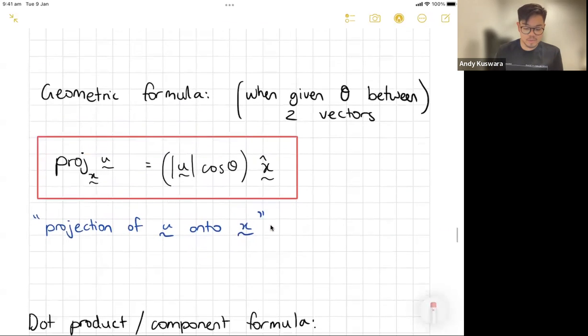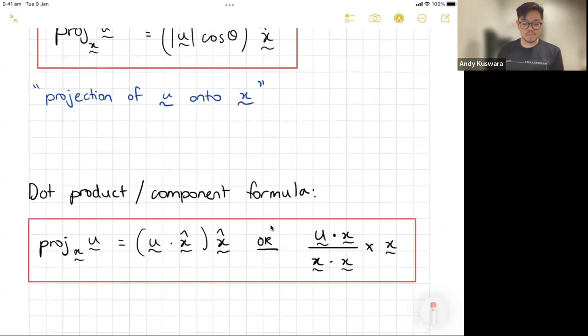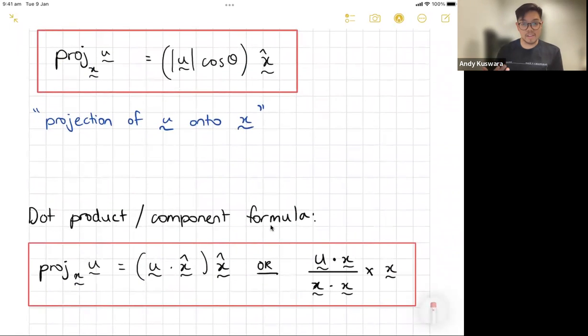I'm going to give you the other formula as well. This is where we use the dot product instead, if we're given the values for those two vectors. It'll be very similar. We'll have u dot the unit vector of x, times the unit vector of x, or this is the one that I found is probably slightly more useful in these calculations: u dot x over x dot x, times x. Putting it over x dot x just makes that x into a unit vector. So those are the formulas.